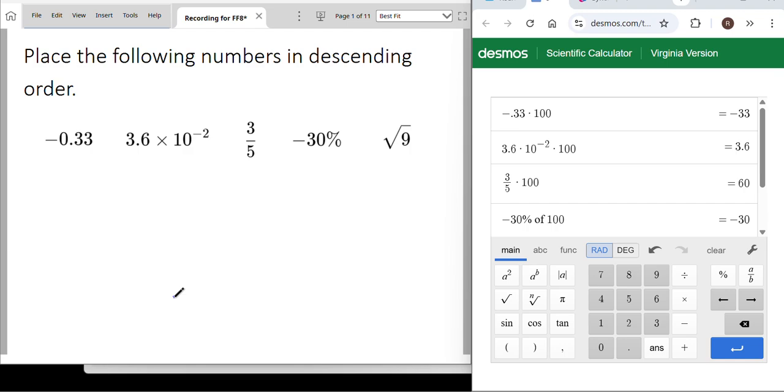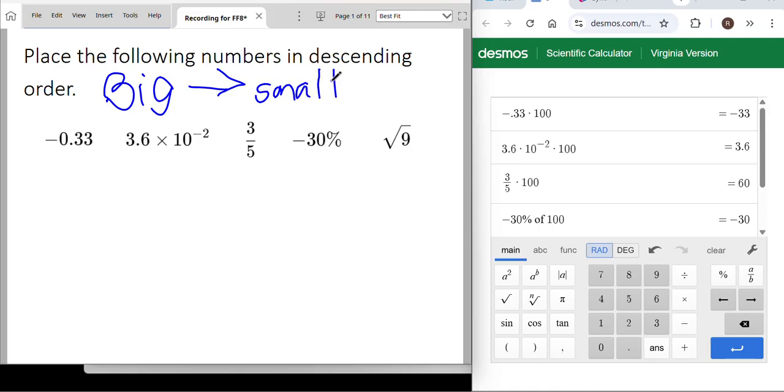to place the following numbers in descending order. That means that they are going down. So we're going to start with the biggest numbers. Let me go ahead and see if I can get that here. And we are going to move to the smaller numbers. So remember, descending means going down.